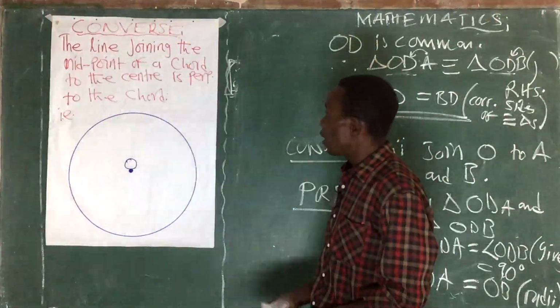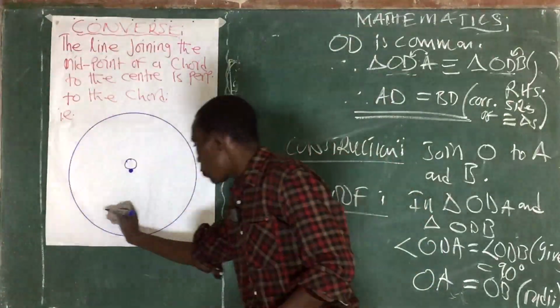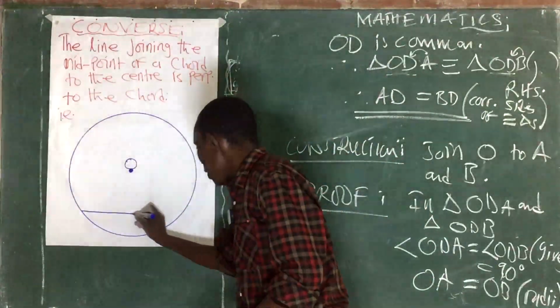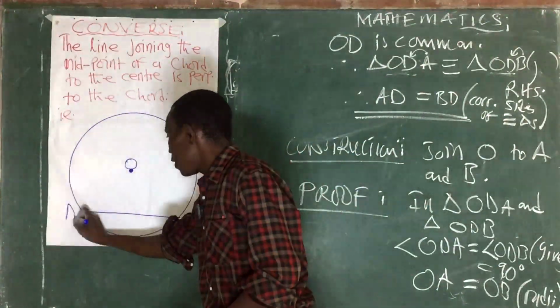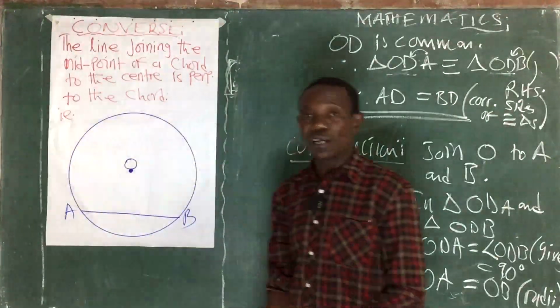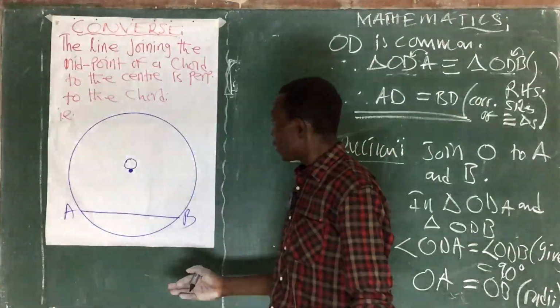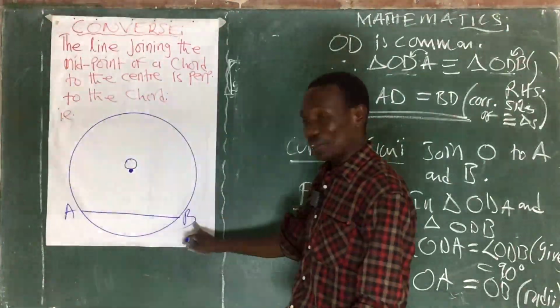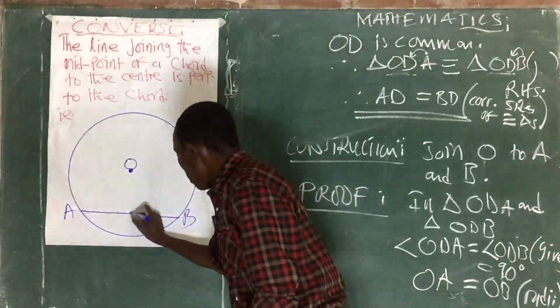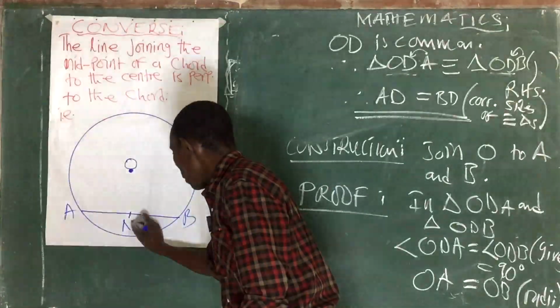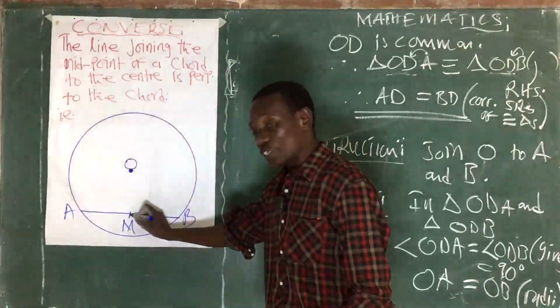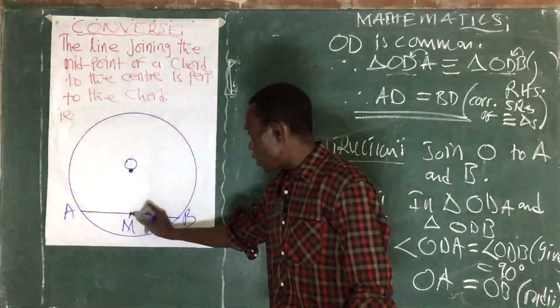What does it mean? So what do we have here? It means somewhere we should have what? A chord like this one here. Define it, maybe it's called AB. And then what? You have to draw a line joining the midpoint of a chord. So take that, say, point M is the midpoint of the chord. Let M be the midpoint.